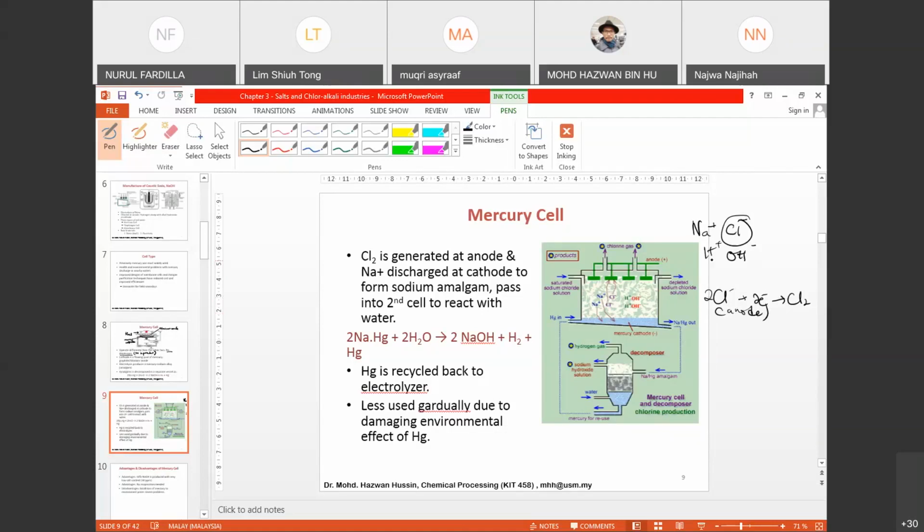What happens with hydrogen? The hydrogen later forms hydrogen gas, still from the chamber. As for the other part, the Na+ sodium ions discharge at the cathode to form sodium amalgam. Earlier we said that the cathode is a pool of mercury. So when mercury reacts with Na+, it produces amalgam.